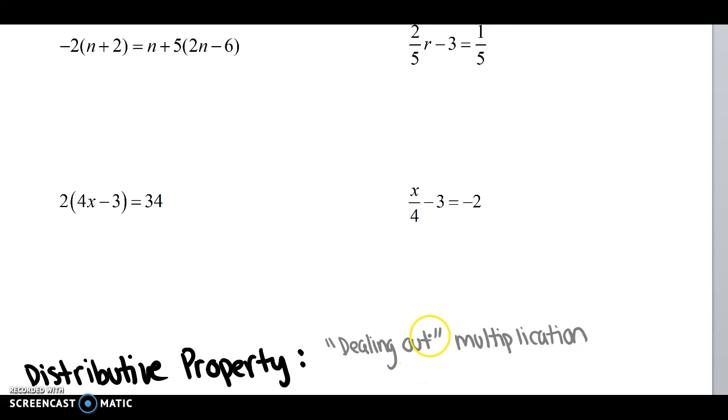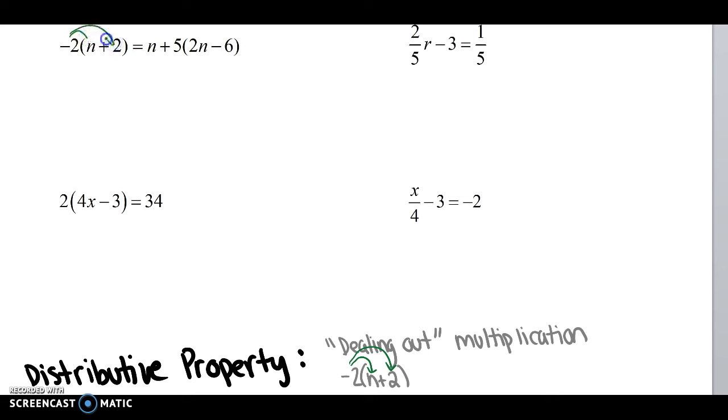So for example, in this problem, I have negative 2 times n plus 2. And I'm going to write this down here so you have an example with the distributive property notes. So the n plus 2 in parentheses, that means it's a group. And it's saying you're multiplying by negative 2 to all of this group. So what you need to do is multiply every member of the group by negative 2. So the n is a member, you're going to distribute it there. And the 2 is a member, you're going to distribute it there. So you're dealing out that multiplication to both terms.